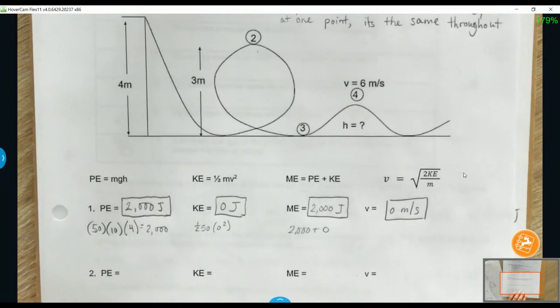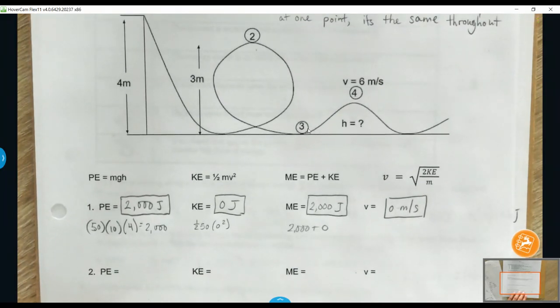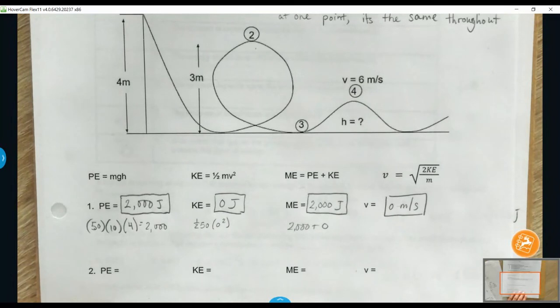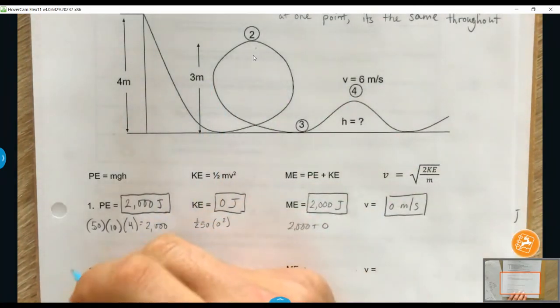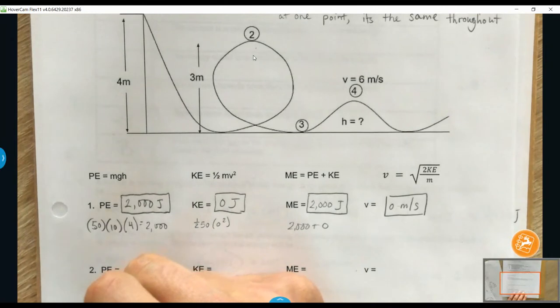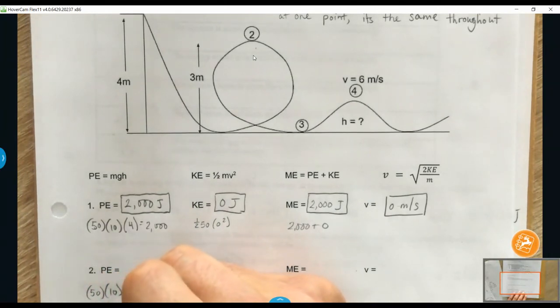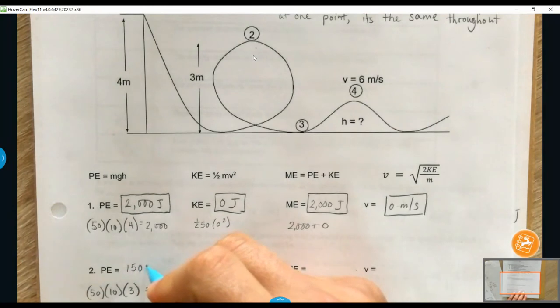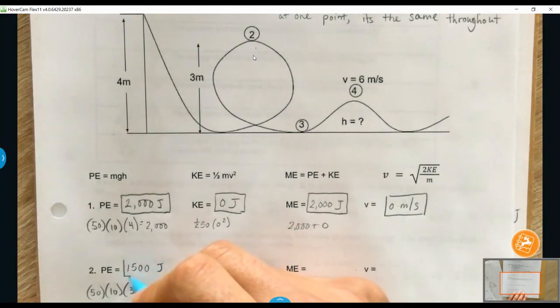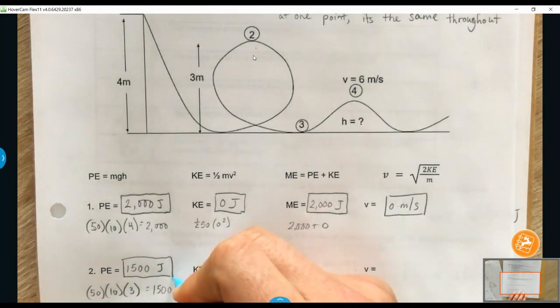Well, at point 2, they don't give us a velocity, so we're kind of setting that aside for a second. But they do tell us enough information. We know what the height is. The height is now 3 meters. The mass is still the same. The mass of the roller coaster didn't change, so this one is going to be 50 times 10 times 3. And this comes out to be 1,500 joules. So we have a potential energy here of 1,500 joules.